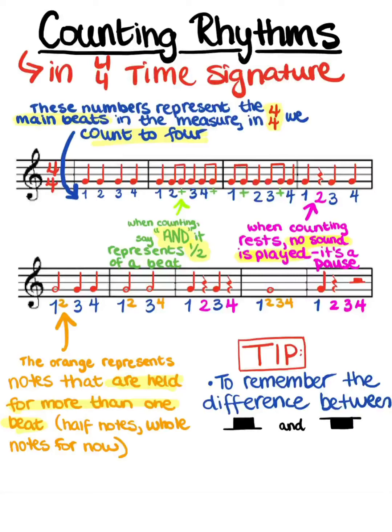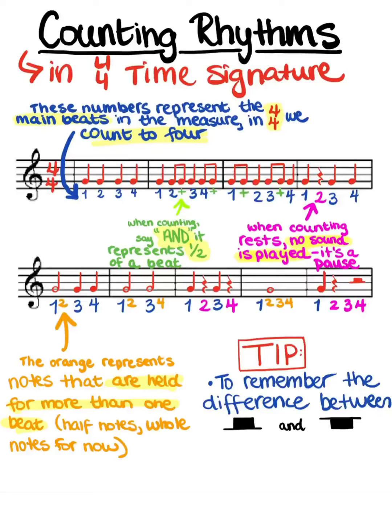Okay, so now moving on to this next line here, we have a little orange number, and this number represents notes that are held for more than one beat. So the note is just held through this second count, so it would sound something like this. 1, 2, 3, 4. And just remember, this is different than if we had a rest on beat 2, because you can't really hear it when you clap it, but when you play it on the piano or another instrument, you hold it so you hear the sound through that second beat.